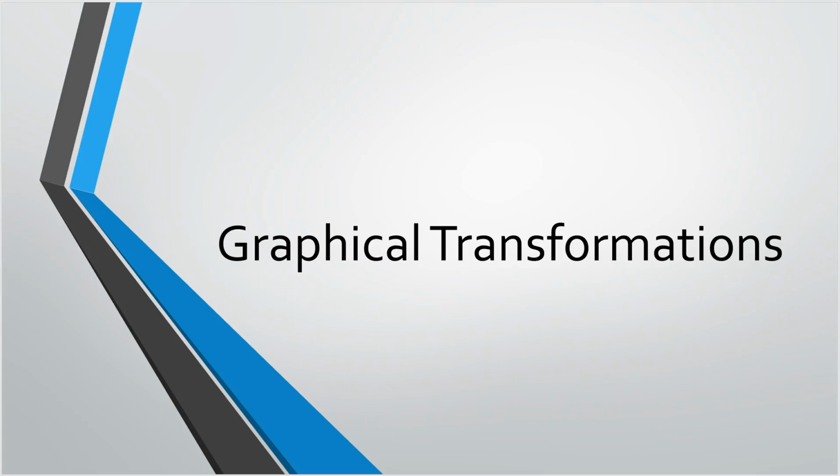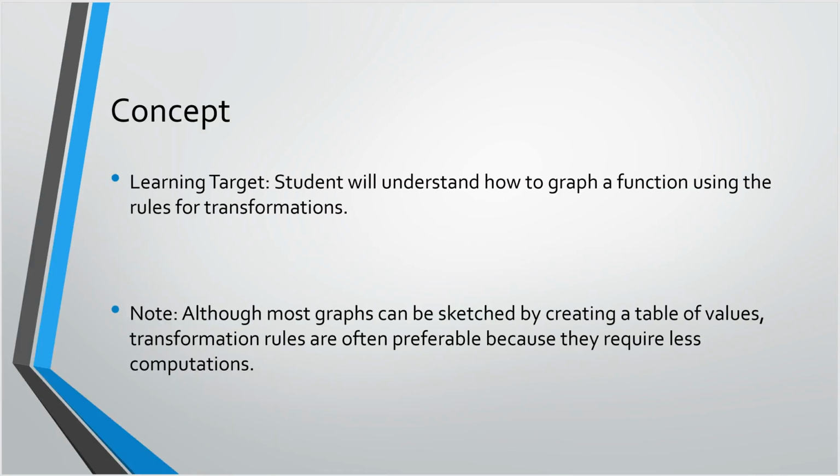Now we're going to do a quick review over the graphical transformation rules. As a quick comment, it is helpful to know that most of these graphs can be sketched by creating a table of values. So you pick numbers for x, usually -2, -1, 0, 1, and 2, and you plug them into the function to find what the associated y values are.